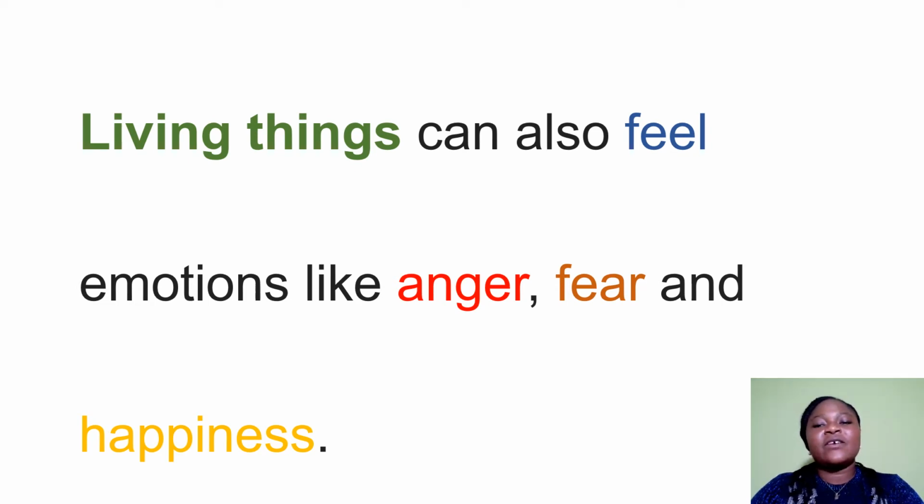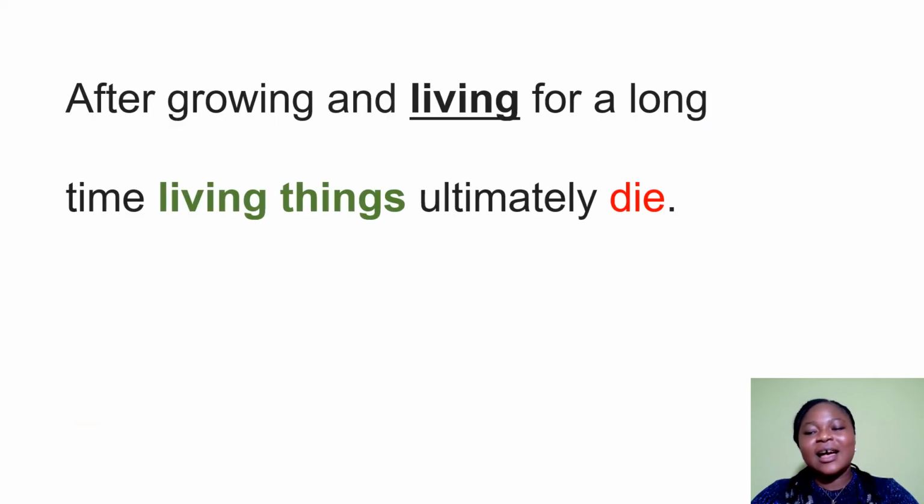Living things can also feel emotions like what? Happiness. Mommy bought you a new Christmas shoe, dress, bag, earrings, and a new hairband. You were very happy. You were like, hey, thank you, mommy, I got a new pair of shoes, a new dress. We were very happy. So therefore, we say living things can also feel emotions like anger, fear, and happiness. Good. I hope you are following.